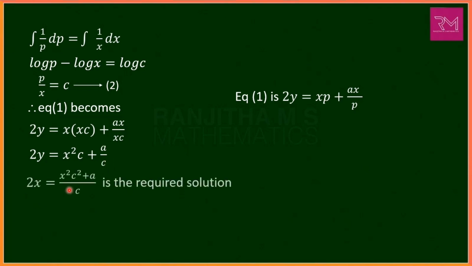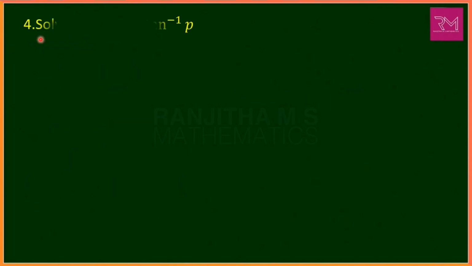Take c as LCM and simplify, we get 2cy equal to x square into c, that is c square, plus a by c. This is the general solution for the given non-linear differential equation. This completes the problem. We shall move on to another problem.